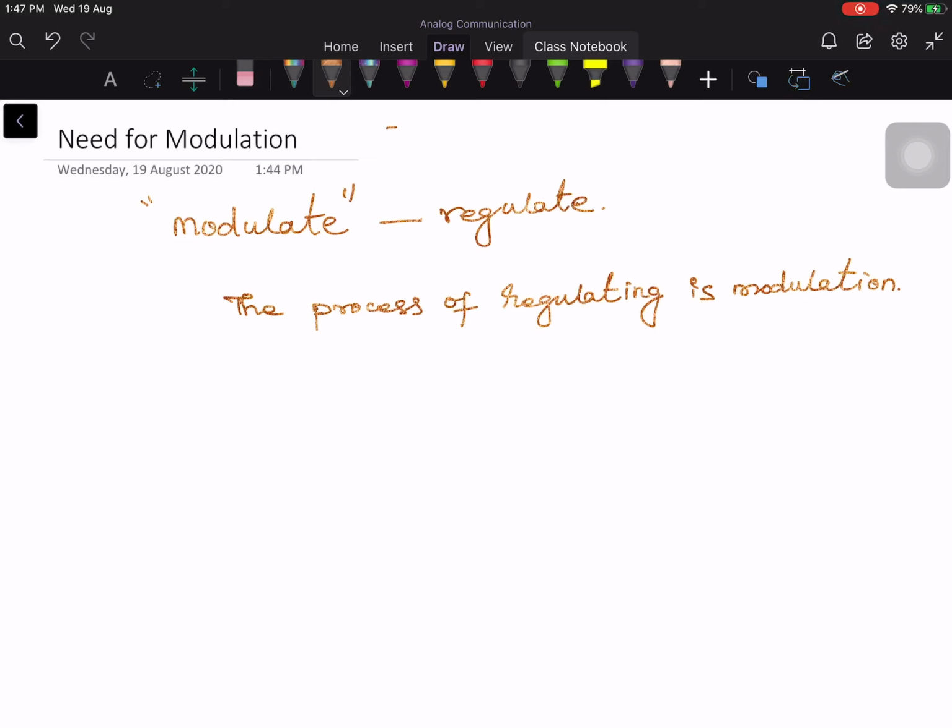Okay, so for regulation we need one physical quantity which is to be regulated and another physical quantity which dictates regulation. For example, if you take a water tank, there is a small pipe, and you put a tap here. The quantity which is to be regulated is water, and another quantity which regulates is a tap, which regulates the flow of water.